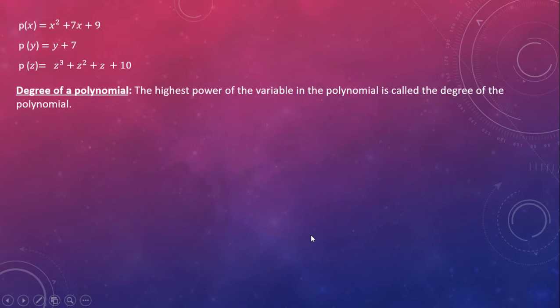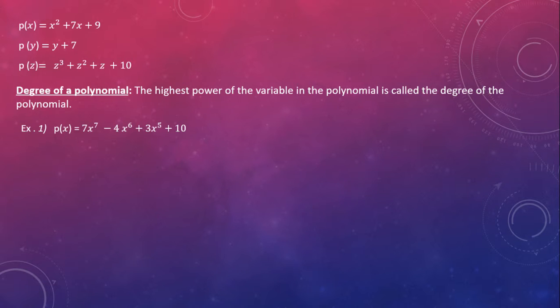Now, the degree of polynomial. What is the degree of a polynomial? The highest power of the variable in the polynomial is called the degree of a polynomial. Let's find the degree of a polynomial. For that, let's write an example of polynomial p(x) equals 7x to the power 7 minus 4x to the power 6 plus 3x to the power 5 plus 10.